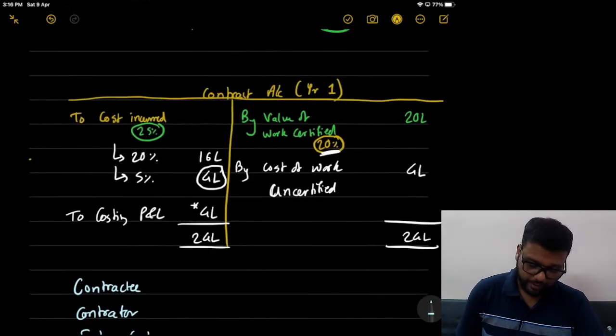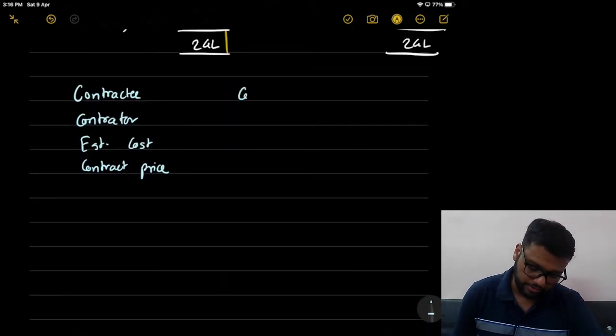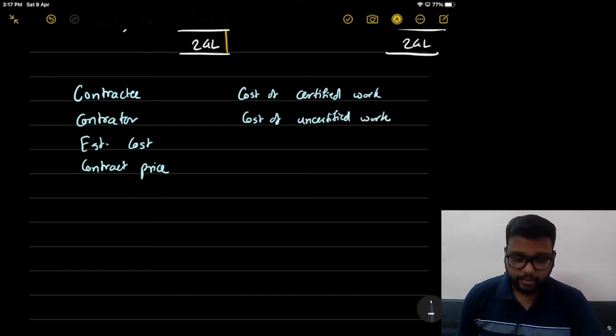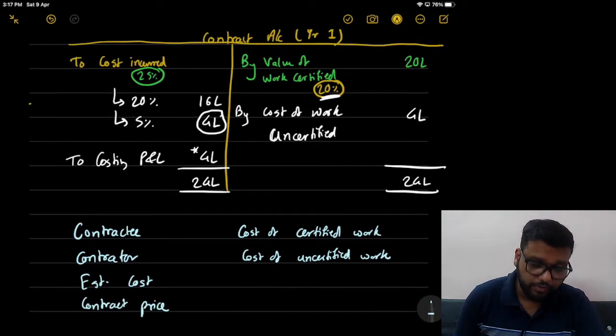Then we have seen some terms called cost of certified work and cost of uncertified work. Correct? Yes, sir. Okay. Then what have we done in this contract account for certified work?